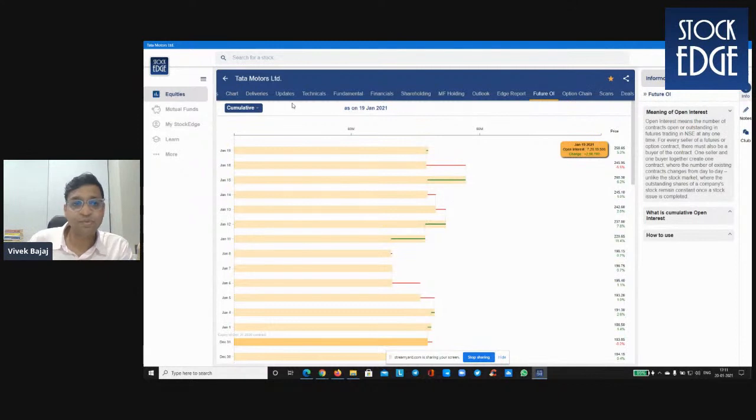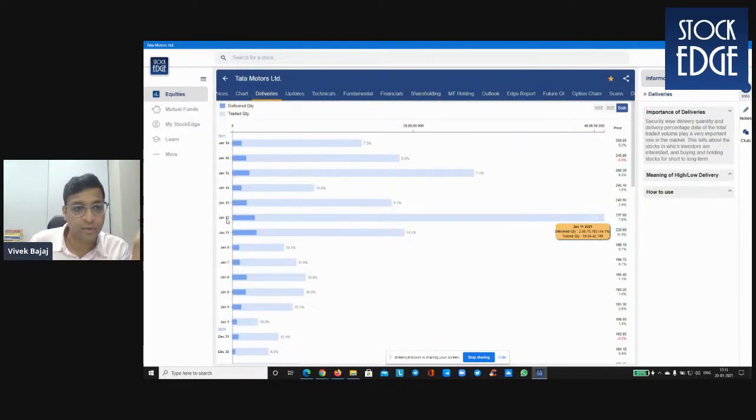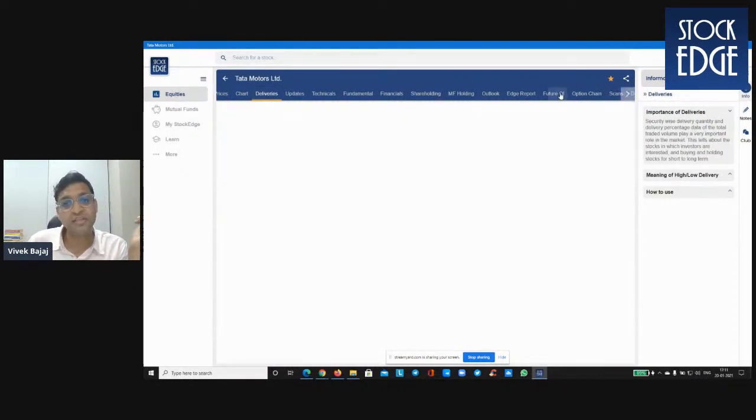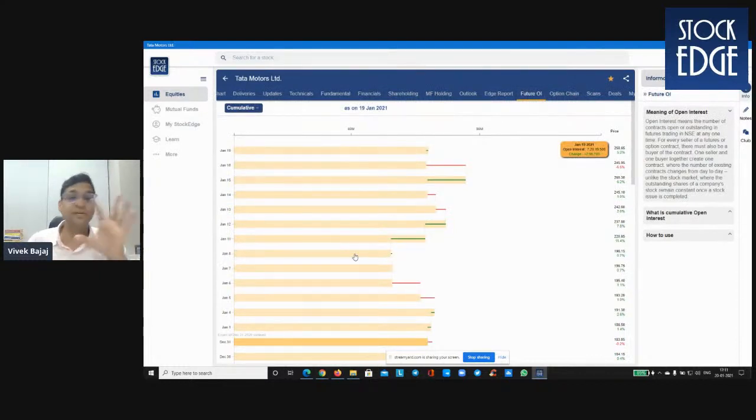So more or less, you saw that there was a high delivery during this period, and open interest buildup was also high. That means there is a fair chance that the operator is building the long position.